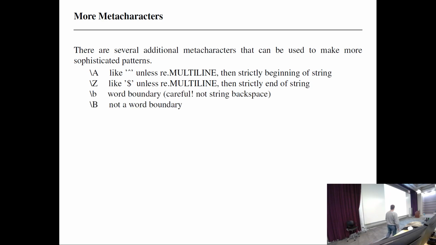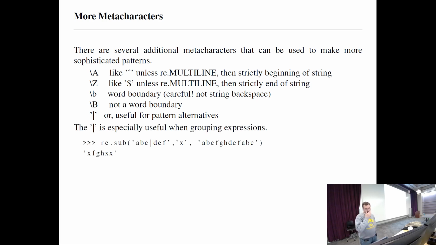What about \b? Well, \b is a special meta character that matches a word boundary. If you think of a character string as a sequence of words separated by punctuation or white space or any other character that we don't normally associate with the word, then \b matches that boundary. It doesn't actually match any character. It matches the boundary between characters. And \B matches not a word boundary, so it's the opposite of \b. And finally, the pipe character is used for pattern alternatives. It stands for OR. So let's see some examples.